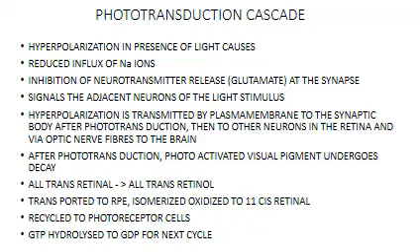After phototransduction, what happens? The photoactivated visual pigment undergoes decay. The all-trans retinal then gets converted to all-trans retinol. This is transported to the retinal pigment epithelium, and there it is isomerized and oxidized to 11-cis retinal. This is then recycled to the photoreceptor cells, and the GTP is hydrolyzed to GDP for the next cycle.